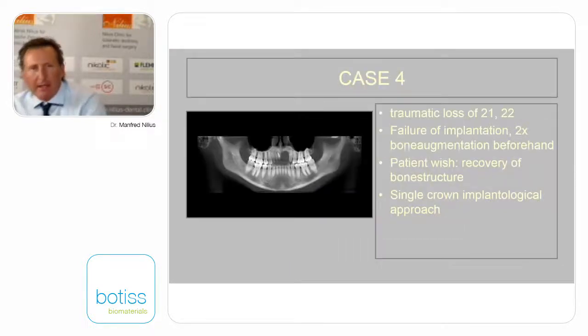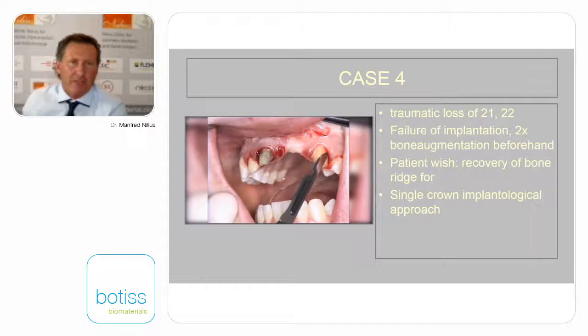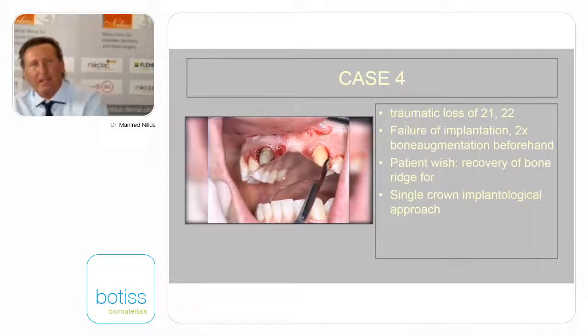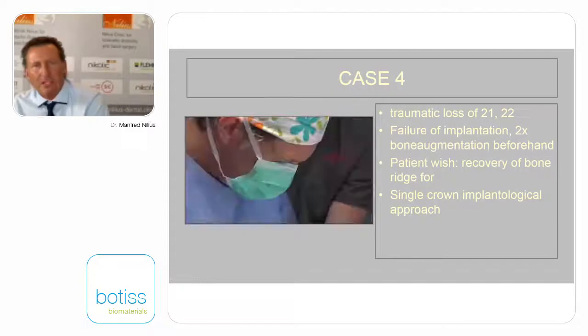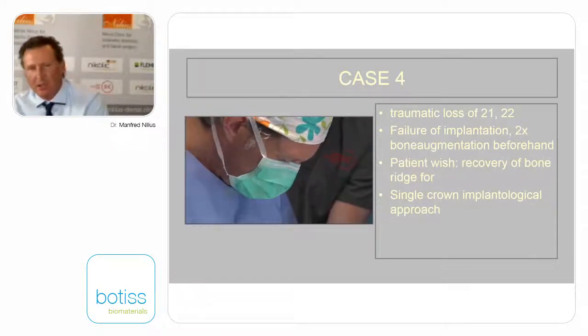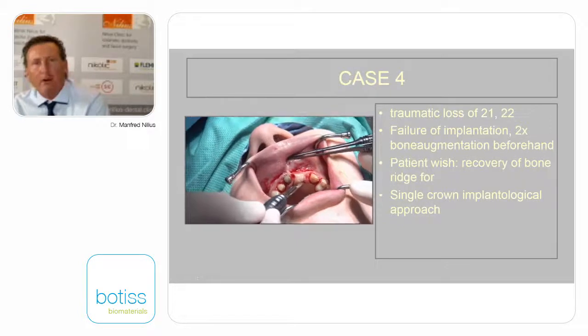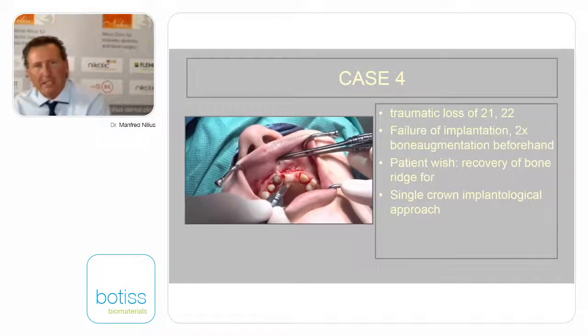One case, traumatic loss of frontal teeth, a young lady, almost 29 now, I think so. And she wanted to have implantation and to avoid the bridge. She wanted to have a recovery because she had a little bit of gummy smile, and afterwards she wanted to have a single crown implantological approach. Same situation, big loss, but she had bone augmentation beforehand, she had hip graft, she had implantation, and she had failure of all of these things that had been done.